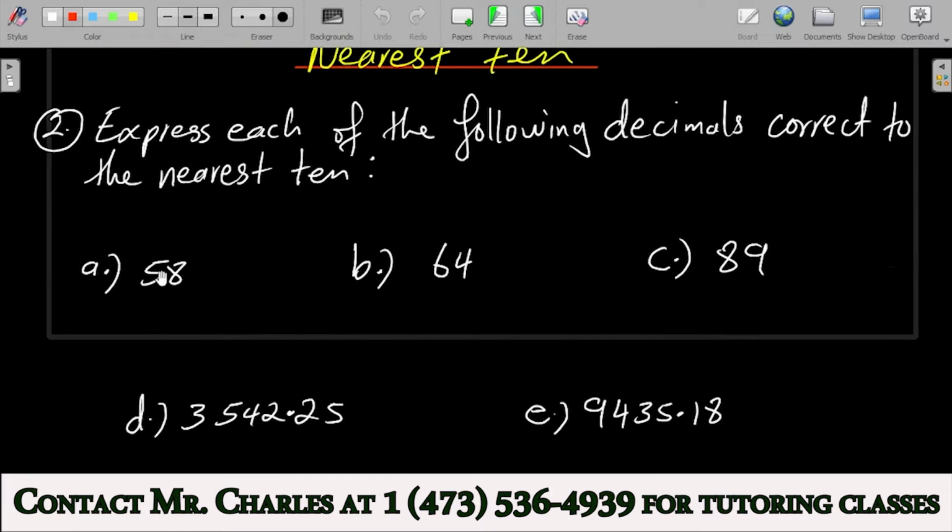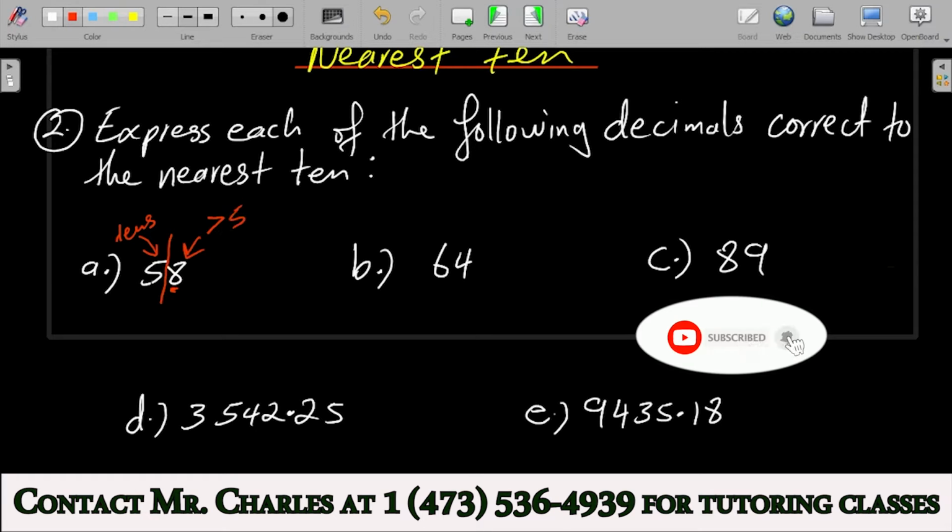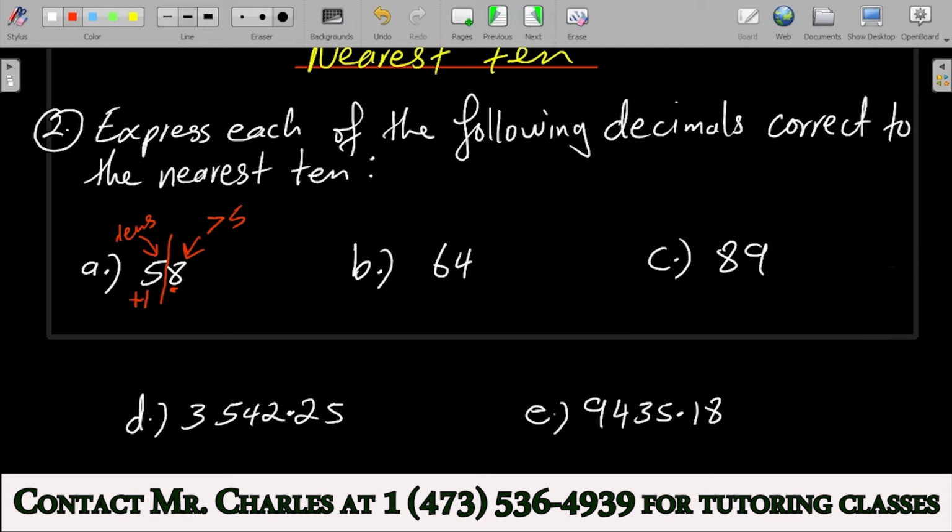Okay, 58. We have to put the line after, or to the right of, the digit in the tens place. The digit in the tens place is 5, so this is the tens place here. The digit to the right is greater than 5, so we have to add 1 to the digit in the tens place. So 5 plus 1 would give us 6, so that's approximately equal to 6.